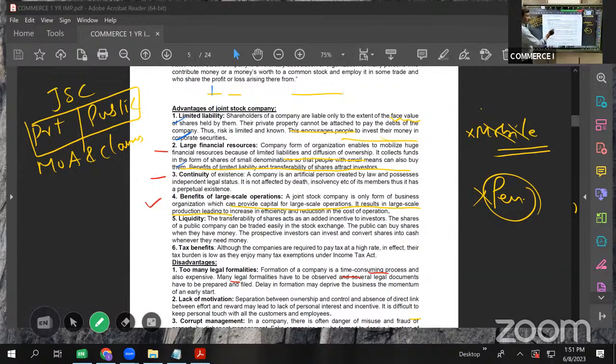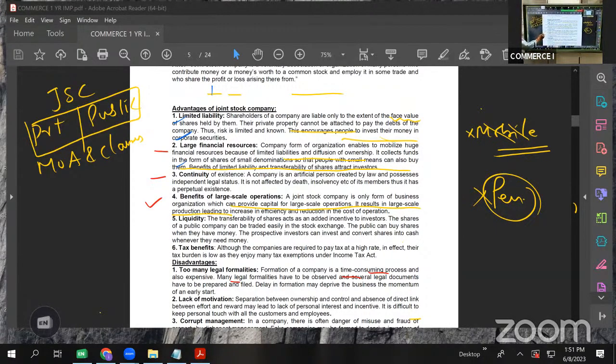Then benefits of large scale operation. Since the operations are done on a very large scale, the work can be done very efficiently by investing amount in advanced technology, advanced machineries. Work can be done very smoothly, very efficiently, and also the production cost will come down so that we will be able to compete in the market.